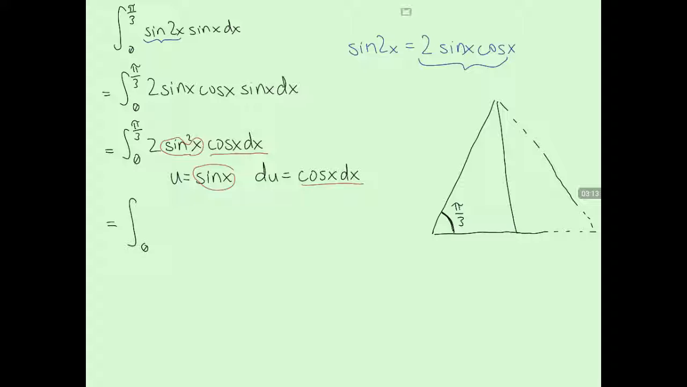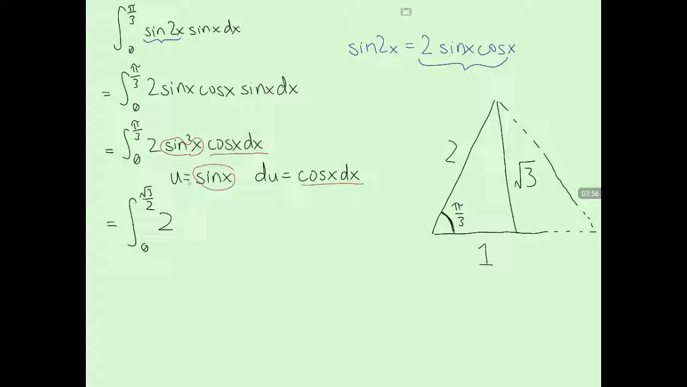So if this is an equilateral triangle with each side length being 2, and this is going to be 1, by the Pythagorean theorem, this length is going to be the square root of 2 squared minus 1 squared, so the square root of 3. So this side length here is root 3. Sine of pi over 3 is opposite over hypotenuse, so it's root 3 over 2. So these are our new lower and upper bounds in terms of u.